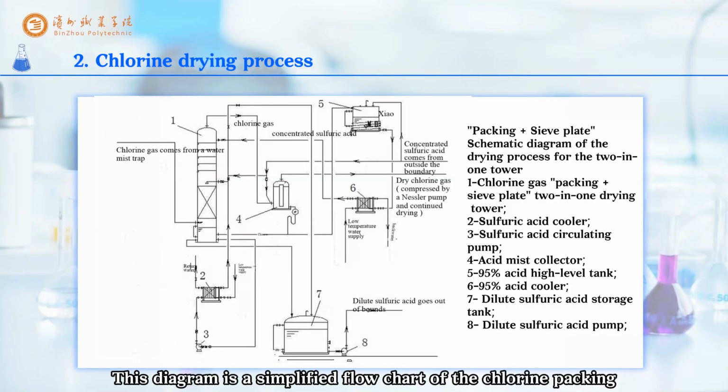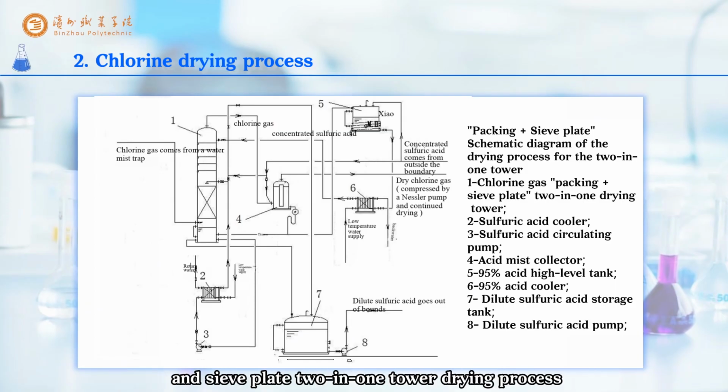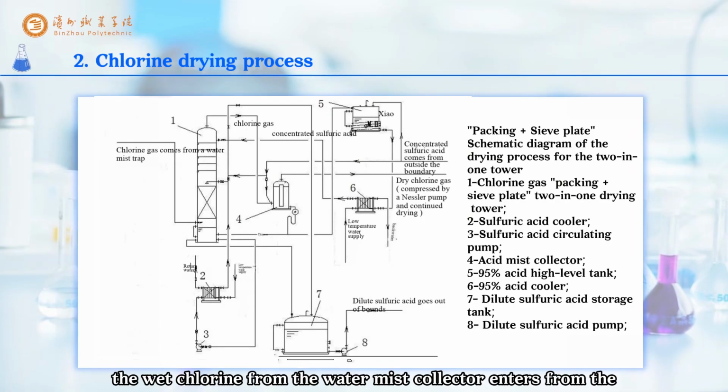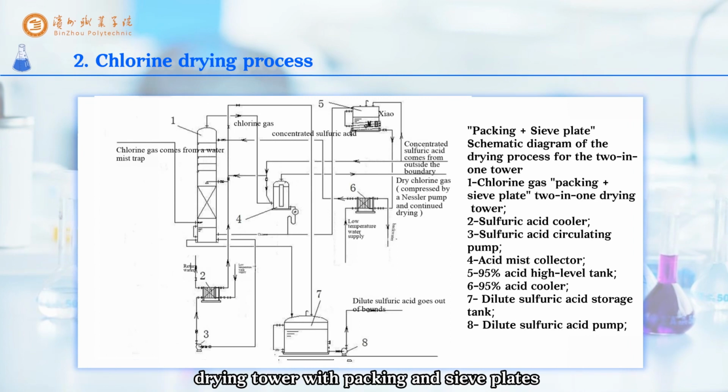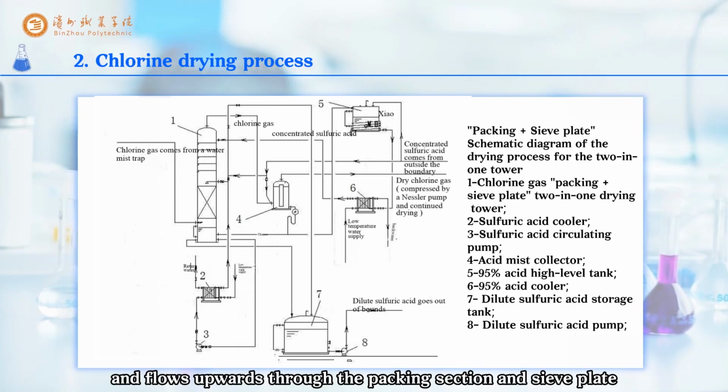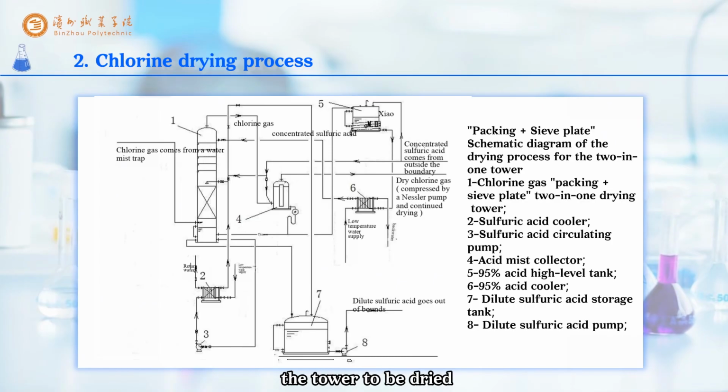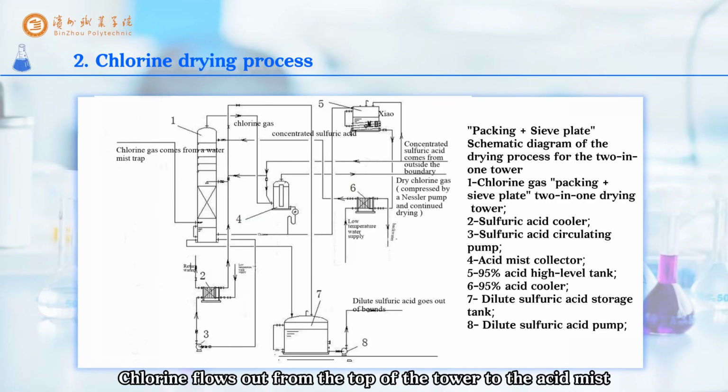This diagram is a simplified flowchart of the chlorine packing and sieve plate 2-in-1 tower drying process. As shown in the diagram, the wet chlorine from the water mist collector enters from the lower part of the packing layer at the bottom of the 2-in-1 drying tower with packing and sieve plates, and flows upwards through the packing section and sieve plate section in the tower, fully contacting the sulfuric acid flowing from top to bottom in the tower to be dried. Chlorine flows out from the top of the tower to the acid mist collector and enters the chlorine compression system after removing the acid mist.